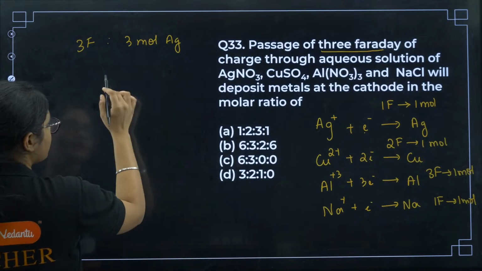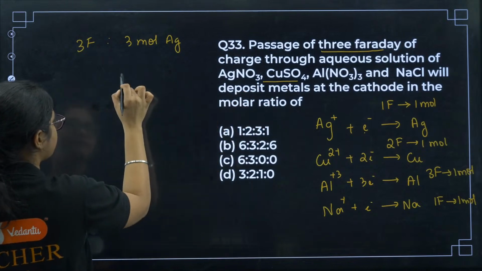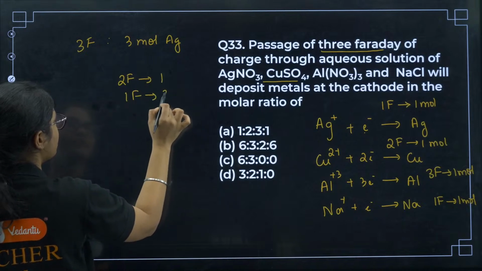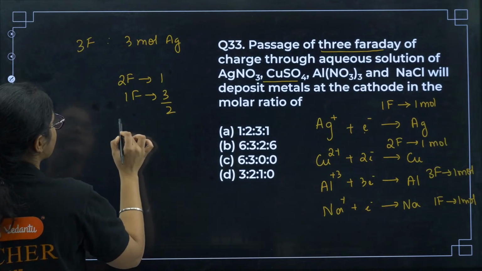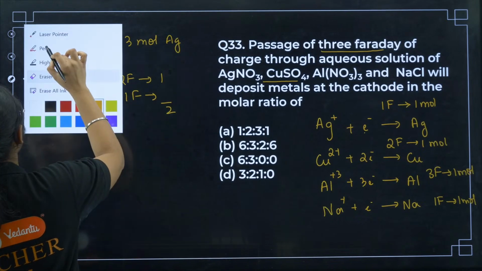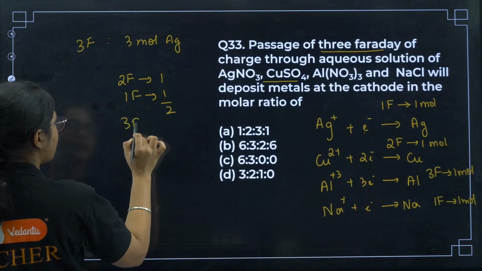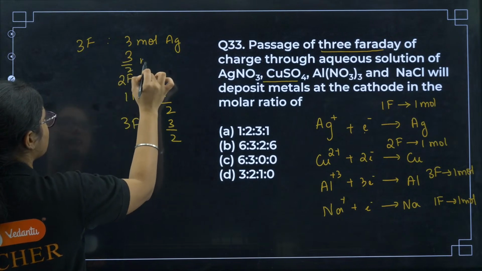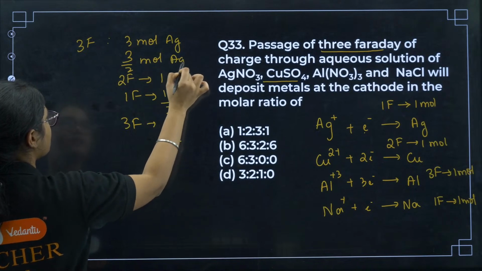See, here for the next one, that is your copper sulfate, we have 2 Faraday giving you 1 mole. 1 Faraday will give you 1 by 2 mole. 3 Faraday will give you 3 by 2 moles. So I will get 3 by 2 mole of copper. Okay.